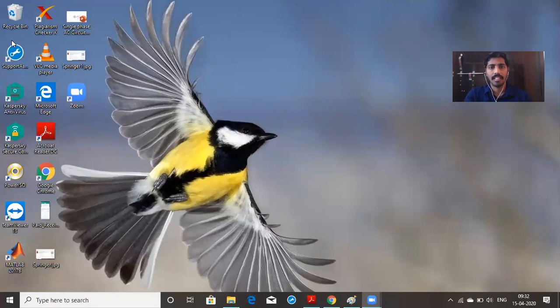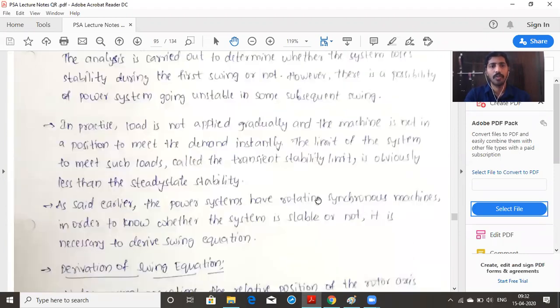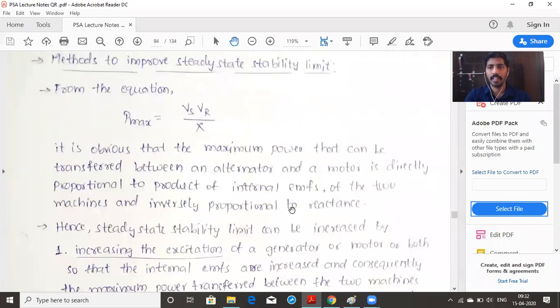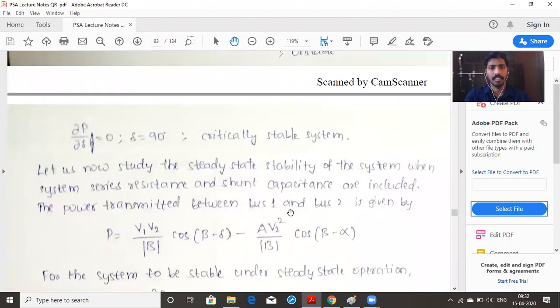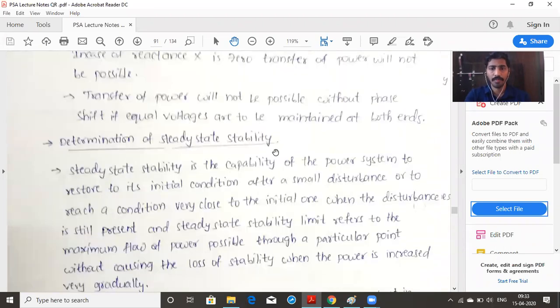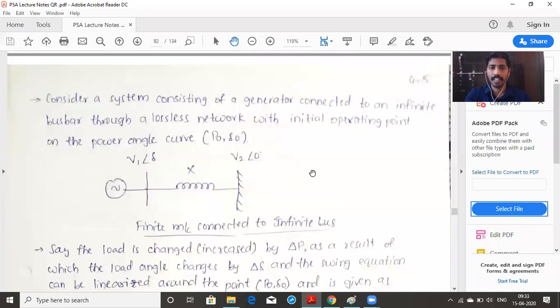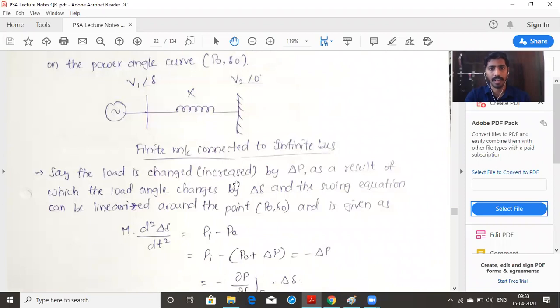In the last class, in yesterday's class, we discussed steady state stability. We went through how to determine steady state stability. For the determination of steady state stability, we took one example, increasing the load, which is a very small and gradual disturbance.